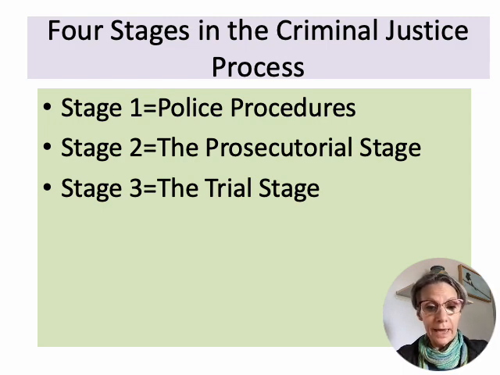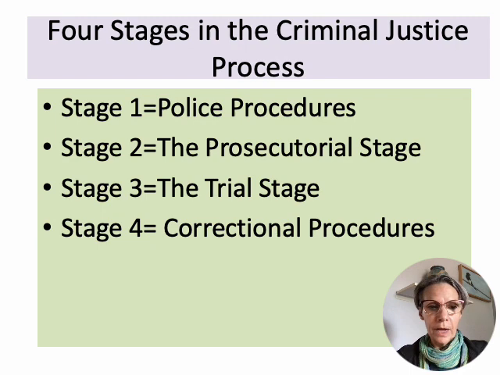Stage 3 is the trial stage. That's the activities that take place in a courtroom during a trial. And so the trial stage is if somebody exercises their Sixth Amendment right to a trial. And then stage 4 is the correctional procedures, okay? And that's where whether you are tried and found guilty and sentenced, or whether you plead out and are found guilty, or you plead guilty and get sentenced. Obviously, the correctional procedures are where you are either under probation or in secure confinement in a prison or a jail.